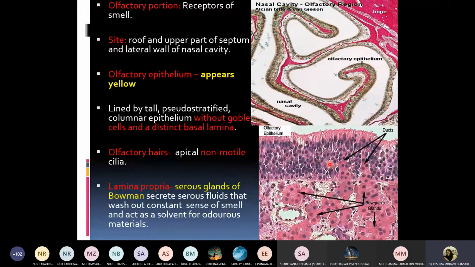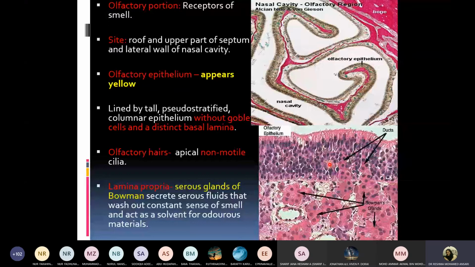Olfactory is the receptor of your smell. It is usually present in the roof and upper part of the septum and the lateral wall of the nasal cavity. It's always on the roof. It is never on the side of the nose. In a live person, if you put light or use a scope and look at your olfactory epithelium, it appears yellowish in color.